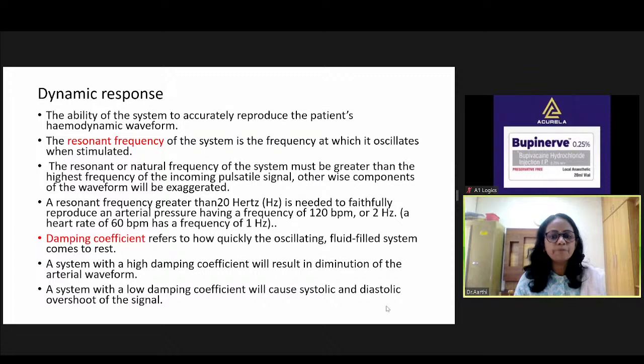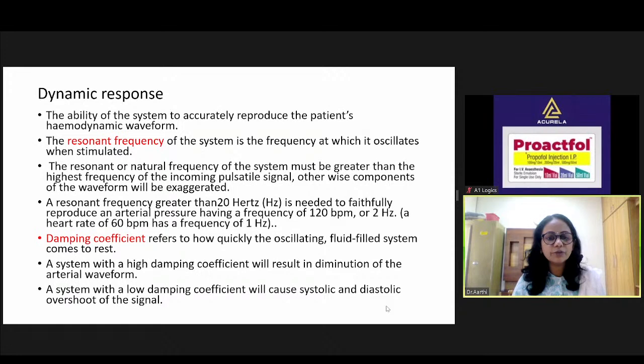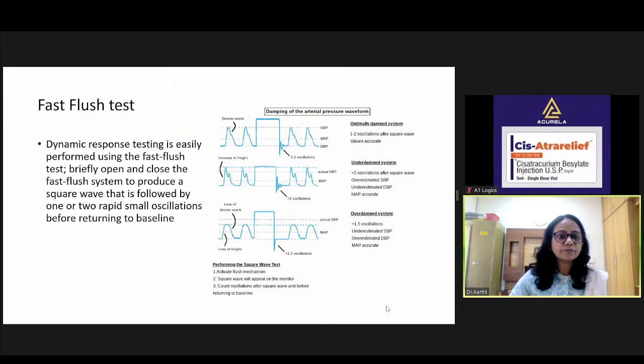Otherwise, the waveforms will be exaggerated or damped. For example, if the natural frequency is greater than 20 hertz, which is normally what we expect, it can faithfully reproduce arterial pressures with heart rates between 60 and 120 beats per minute, that is between 1 and 2 hertz. So what is the damping coefficient? The damping coefficient refers to how quickly this oscillating arterial fluid-filled system comes to rest. A system with a high damping coefficient will diminish the arterial waveforms, and a system with a low damping coefficient will exaggerate the signals.